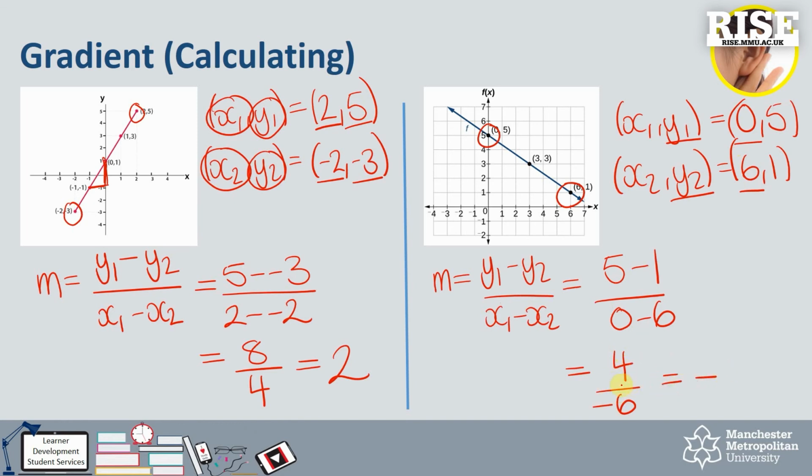And 4 over 6, I can't work that out as being a decimal because it would give me a recurring decimal. So I'm going to keep it as a fraction but just simplify it down to 2/3. So my gradient here is -2/3.